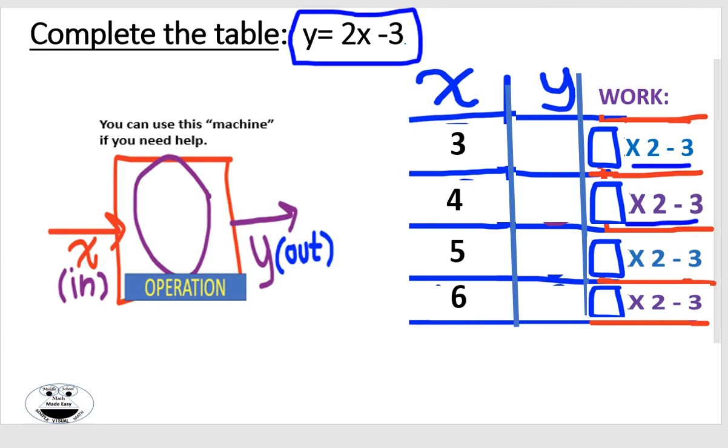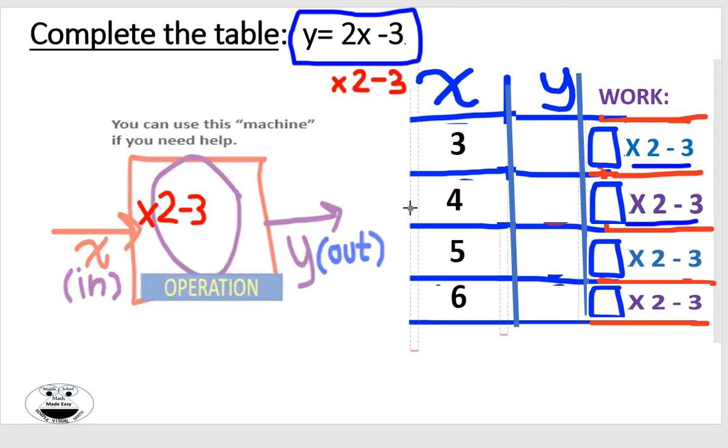What operations do we see? So we see the 2 is attached to the variable x with no plus or minus in between. That means to multiply, x times 2. And then it says minus 3. Well, we know that that's subtract 3. So that's what we're going to do. If you're using the machine, put the operations from the equation in the machine.